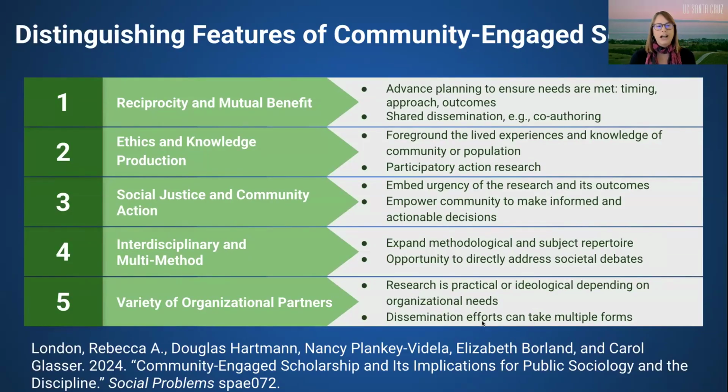We put together this chart to help us identify the components, what makes community engagement so special. I think this also helps us to think about how we're going to evaluate it, so that there's reciprocity and mutual benefit, there's ethics and a commitment to joint knowledge production, there's a social justice and community action component. This work is interdisciplinary and often multi-methods, and it could involve a variety of organizational partners, nonprofits, public agencies, local, national, international, across the board.